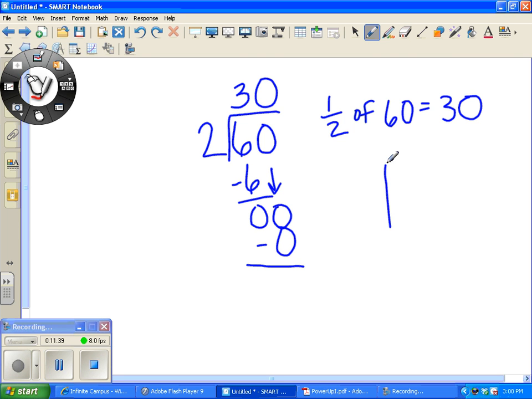And if we show our representation, we take our rectangle, divide it into 2 parts. This is 1/2, right? And each of these is worth 30. So it's easy to see that 1/2 of 60 is 30.